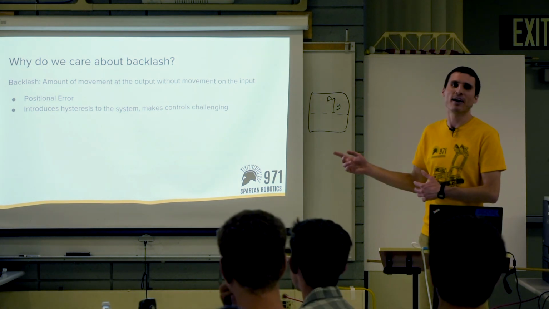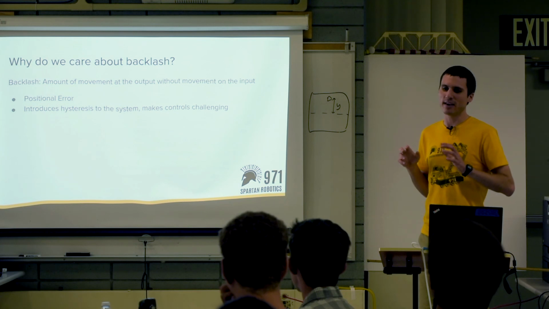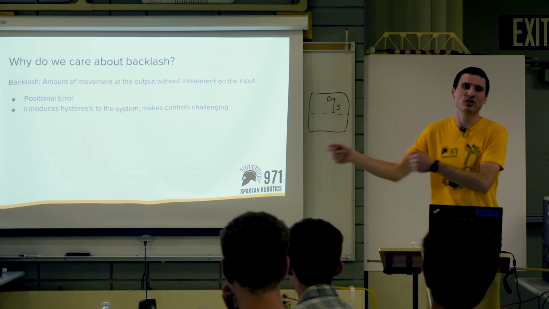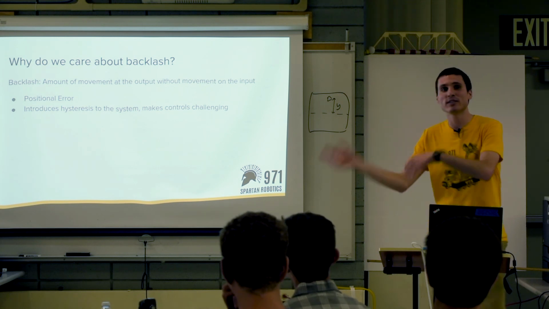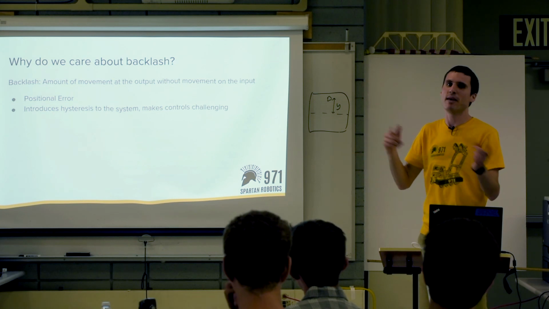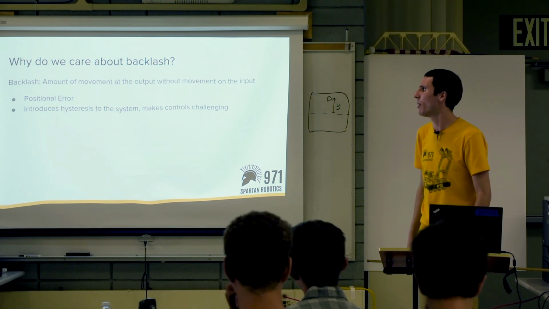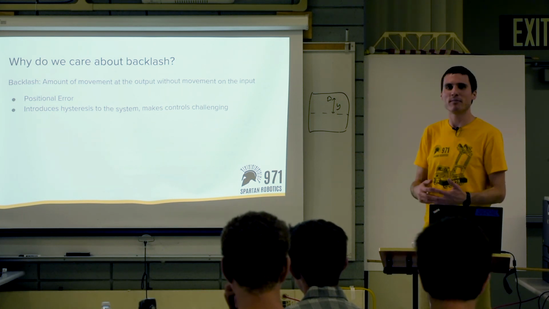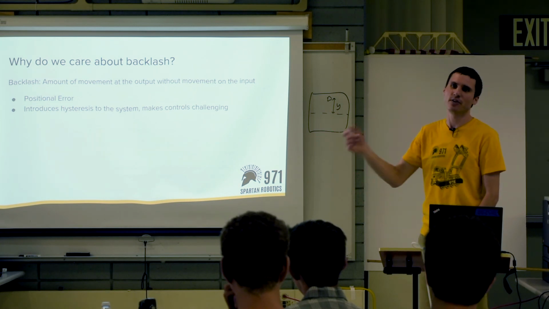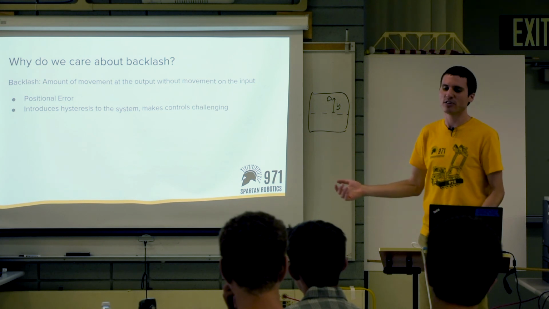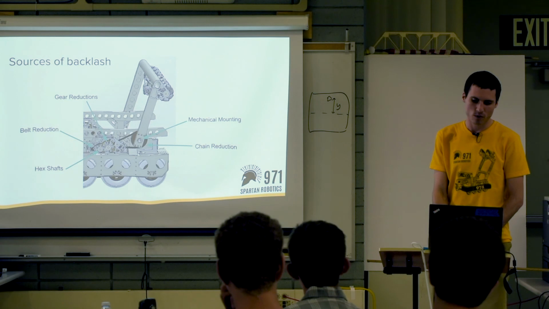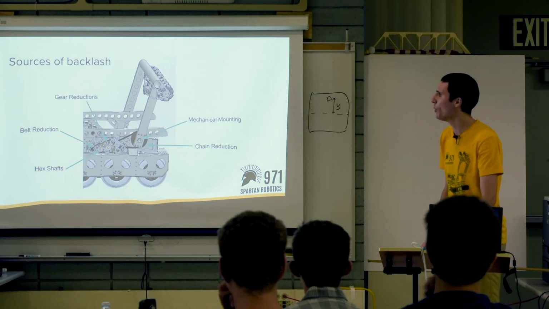That's positional error. You have friction in your system and you have meshing error. If you're trying to change directions, you go from one side of the backlash to the other. So you don't actually know where the output is based on what the input's doing. That's going to be a problem. It makes it harder to control, and it also introduces end effector error. If you want to hold your mechanism at a certain height, it's hard to do that if you have a lot of backlash. So what are the sources of backlash and how do we go about reducing them?